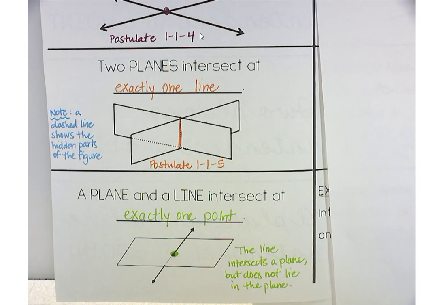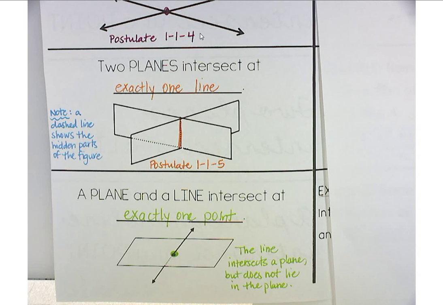And then I just put a little note on there for you, so you'll notice that some lines are solid, other lines are dashed. If you see a dashed line, that's to show the hidden parts of the figure, which is really just the lines that are behind other lines. Okay, so if you were looking at it straight on, that's why some of them are dashed.